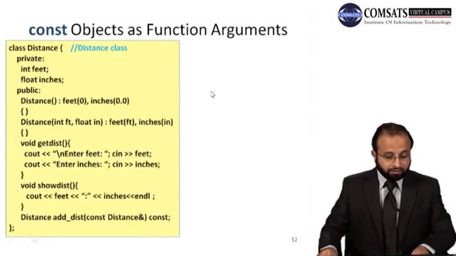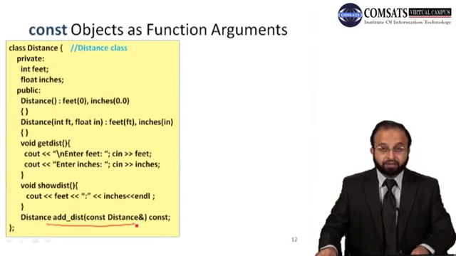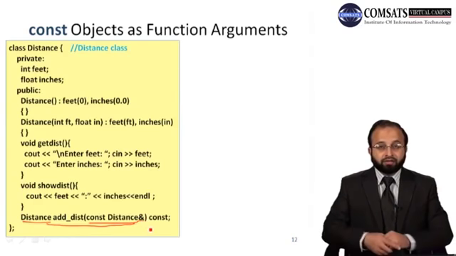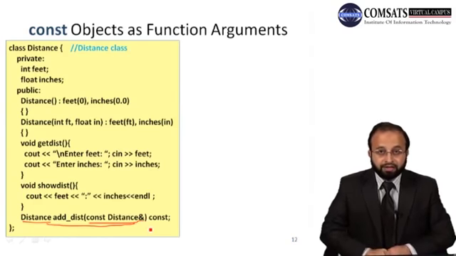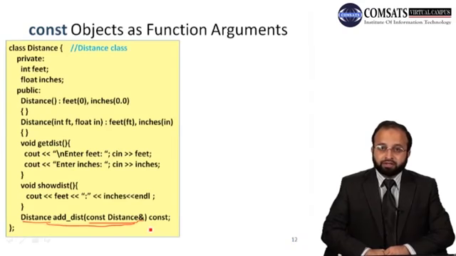Now this is the same class as we have seen, the distance class, but the only change is the prototype of the add distance function. In the add distance function, the return type of add dist is now a distance object. It returns a distance object, and the parameter we are going to pass to that function is a reference of a distance object that is constant, a constant referenced object of distance type.